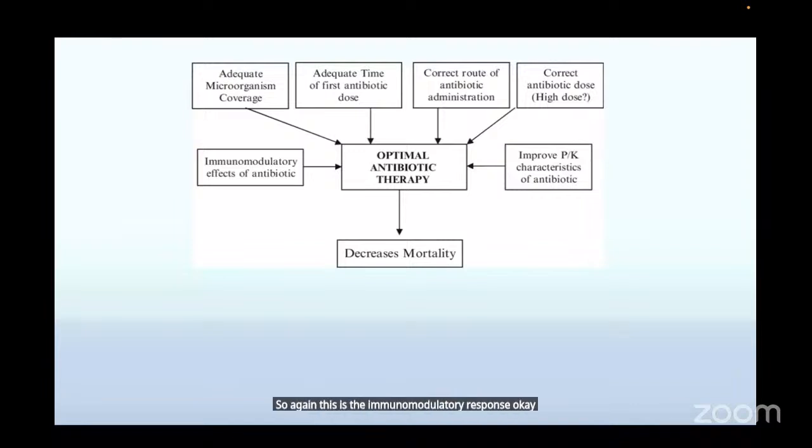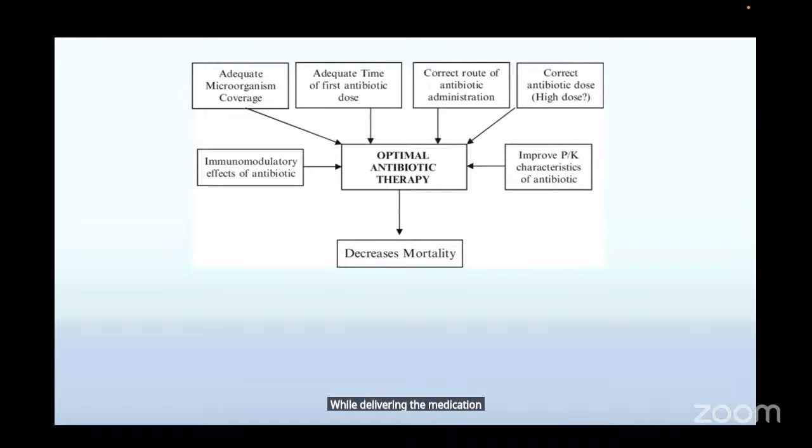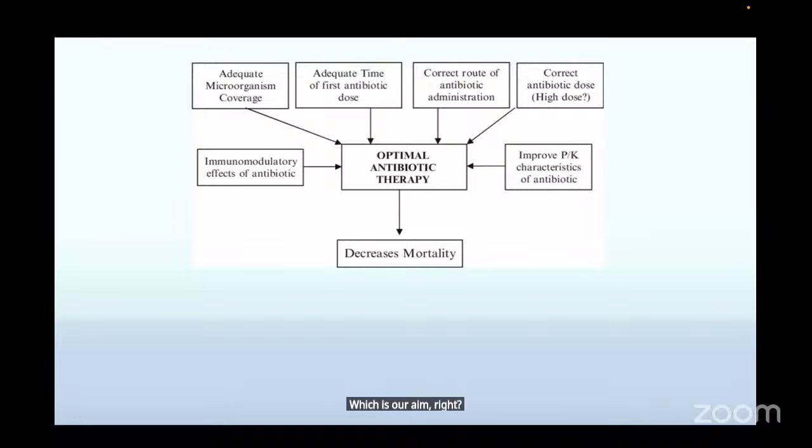And with that, you have to be aware of your pharmacokinetic characteristics, what the body does to the drug and how the antibiotic is getting digested, right? All of these factors have a very direct relation with optimal antibiotic therapy. When you observe these parameters and have a clear idea while delivering the medication to the patient, then it is known as optimal antibiotic therapy, and that might further decrease your mortality risk, which is our aim as healthcare professionals. So this is very important to understand.